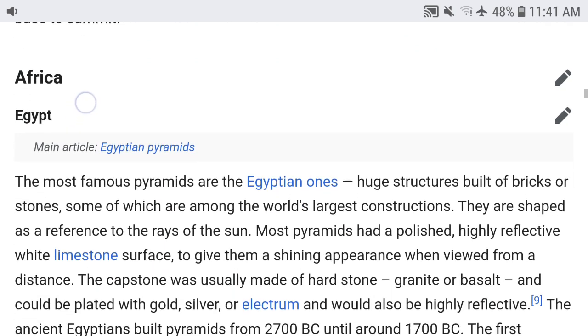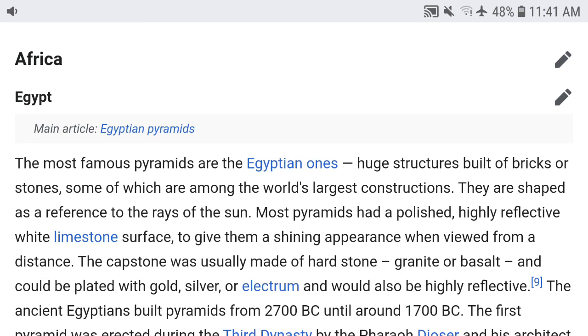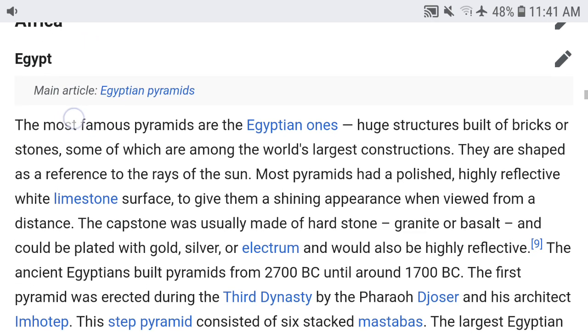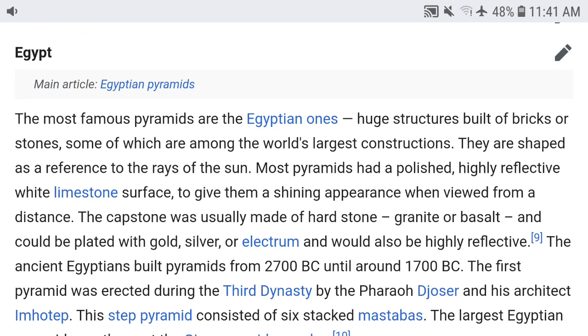And then next is in Africa, in Egypt. This is the most famous. Yeah, I agree with this one. The most famous pyramids. Because if you mention any pyramids, people will basically refer to the Egyptian pyramids, right? Huge structures built of bricks or stones, some of which are among the world's largest constructions. They are shaped as a reference to the rays of the sun.